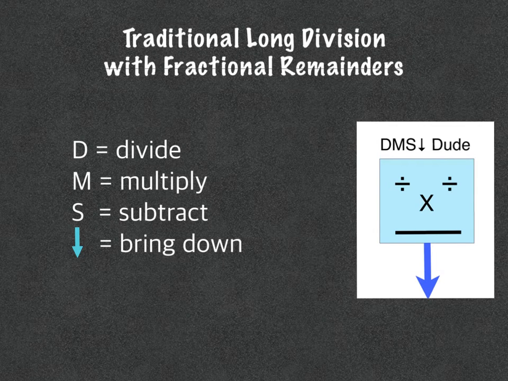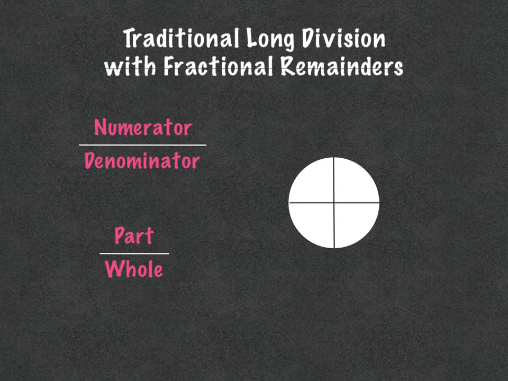Okay, today we're going to talk about traditional long division, and we're going to talk about remainders represented as fractions. So we're going to use our same mnemonic device here as we did before. So the DMS down, dude. So divide, then multiply, then subtract, and bring down. So really our process is going to be the same, except that we're going to represent our remainders as fractions.